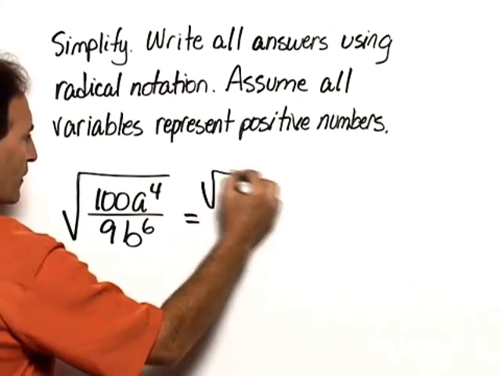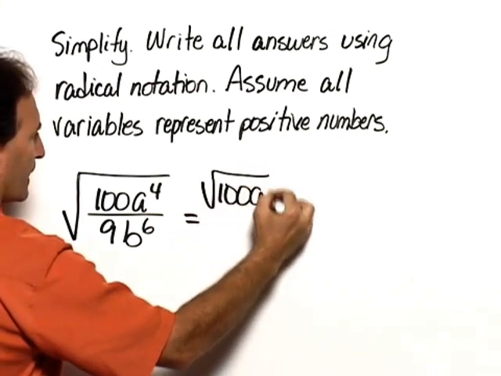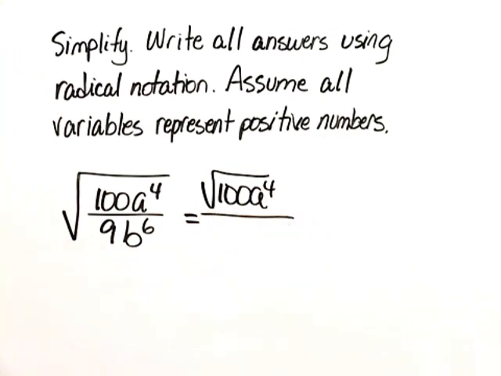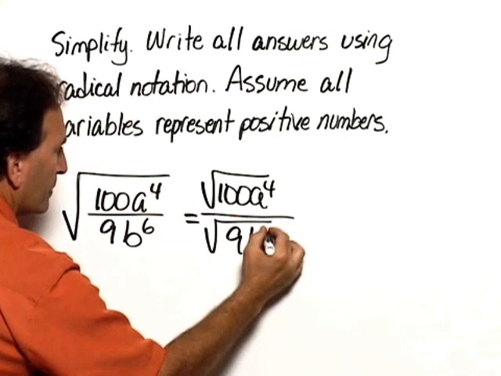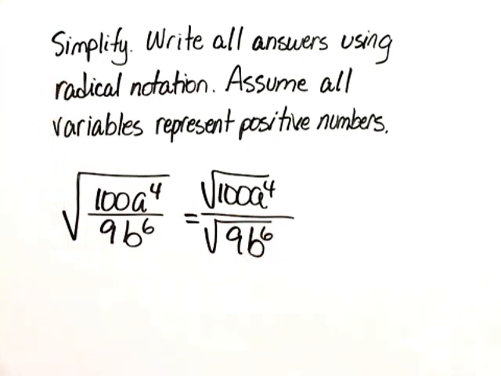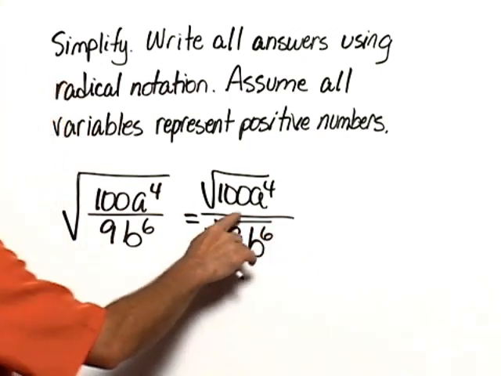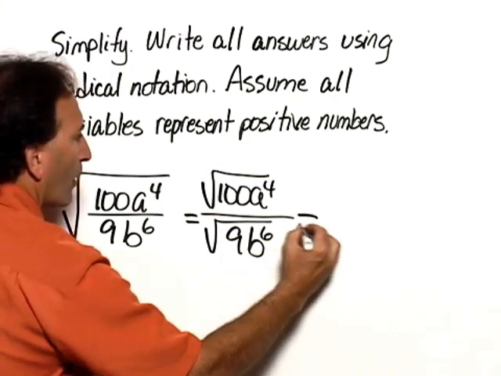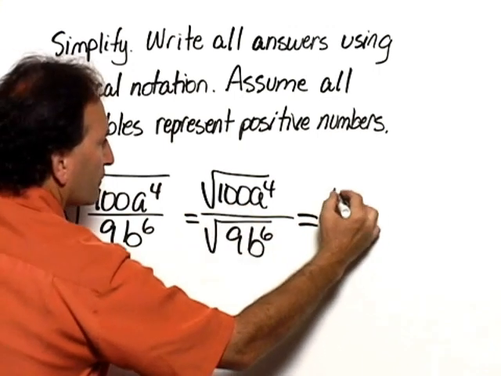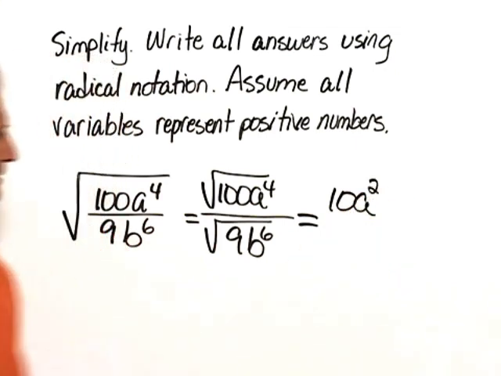That is, the square root of 100a to the fourth divided by the square root of 9b to the sixth. And now we'll recognize that 100a to the fourth is itself a perfect square. It's 10a squared and then squared, and therefore the square root of 100a to the fourth is 10a squared.